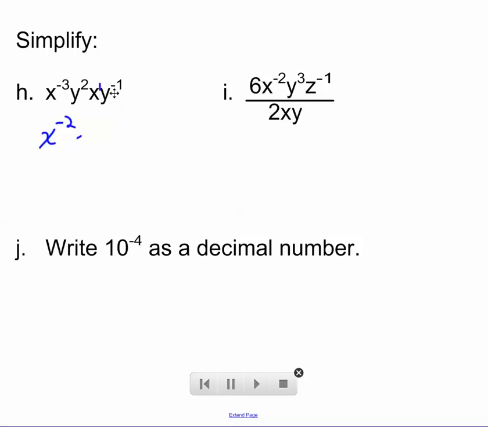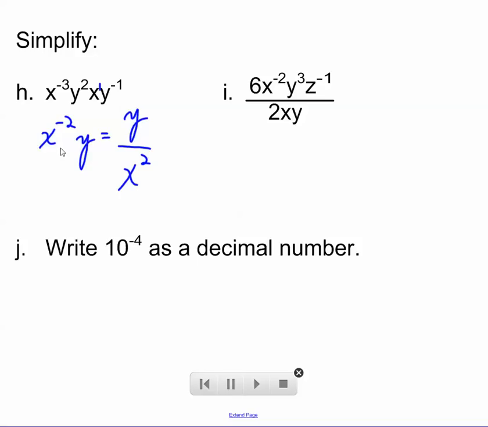Okay, negative 3 plus 1, because we're multiplying, is negative 2. And then with my y's, I've got a 2 here and a negative 1 here, and we're multiplying these. So we're supposed to add the powers. 2 plus negative 1 is 1. We don't need to write that 1, so we'll just write y.